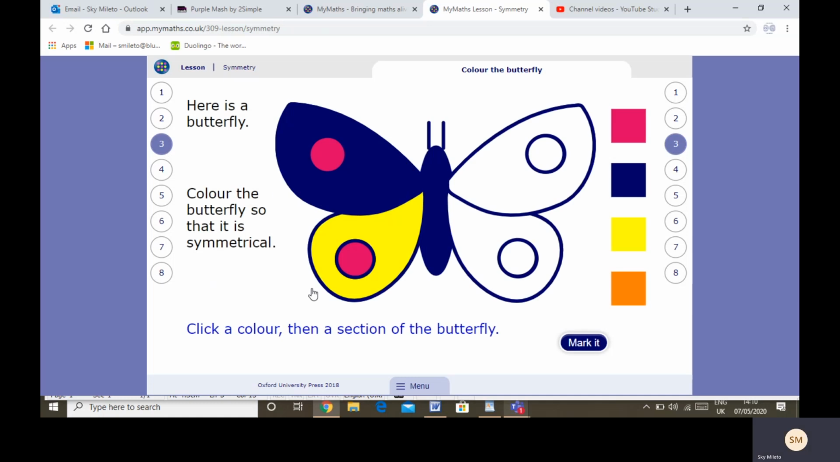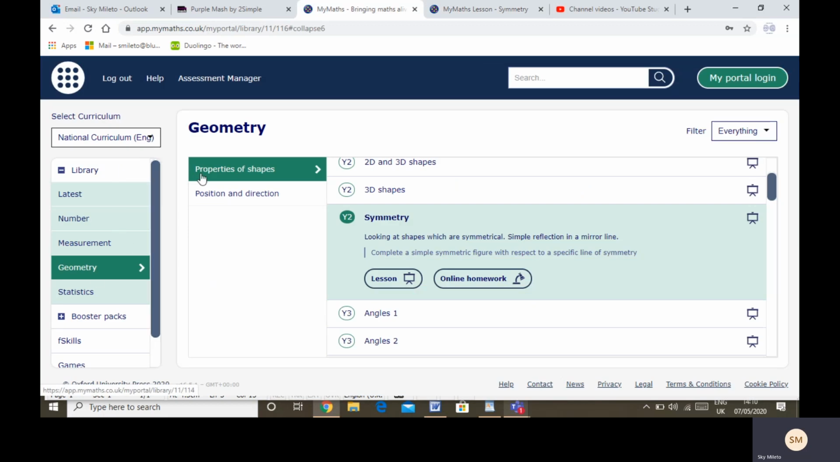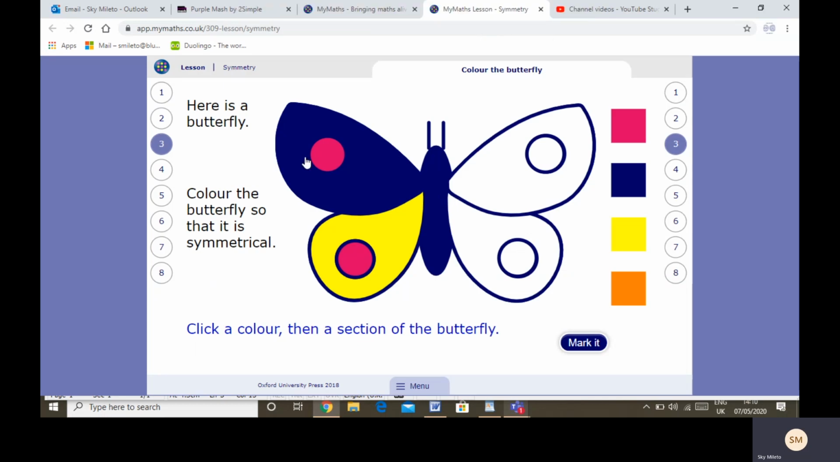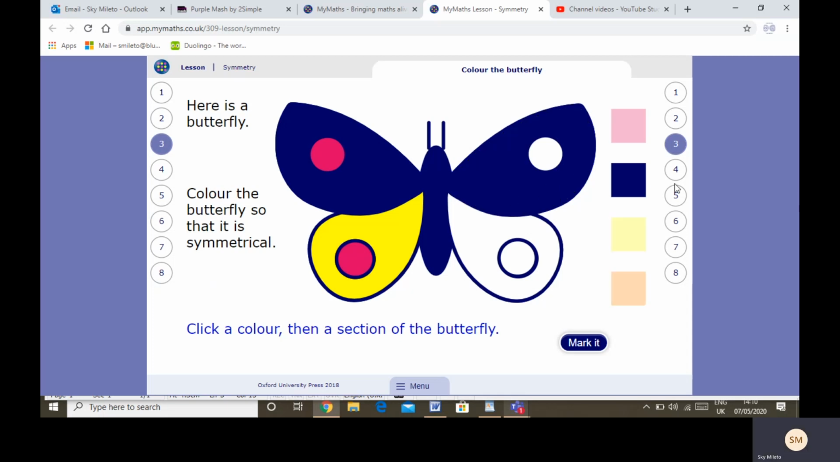Okay, so we have another butterfly here. What you can do on your program, remember, if you go to Geometry, Property of Shape and the Symmetry Lesson 2, Year 2 Symmetry Lesson, you can also do this lesson. And if we have a look here, we can colour it in exactly the same. So I'm going to colour this part in dark blue, and then I'm going to go to yellow, and then I can use, oh, there is no orange, so I'm going to use pink for these dots, and now we can see it looks exactly the same on both sides. They've told me it's symmetrical.